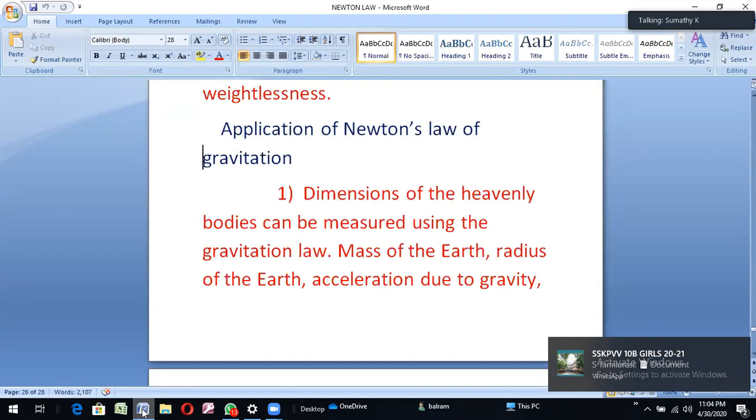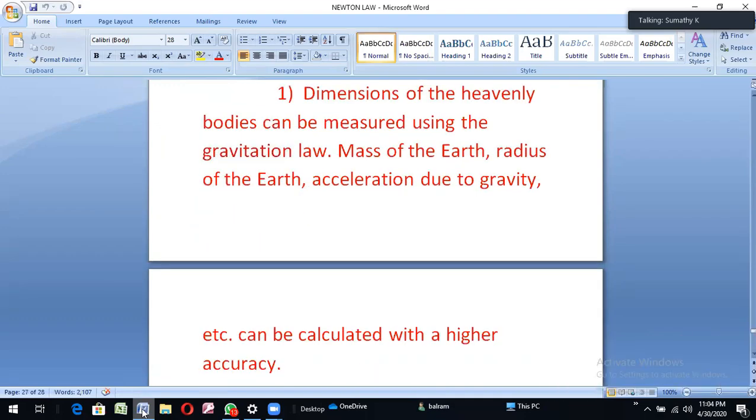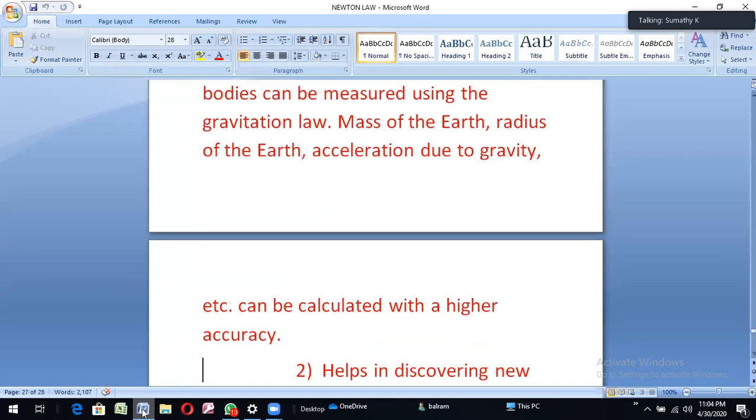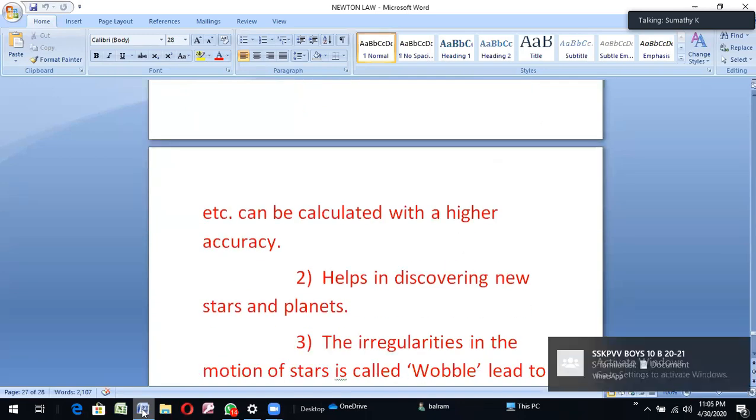Dimensions of the heavenly bodies can be measured using the gravitational law. The mass of the earth, the radius of the earth, acceleration due to gravity, etc. can be calculated with a higher accuracy. It also helps in discovering new stars and planets.